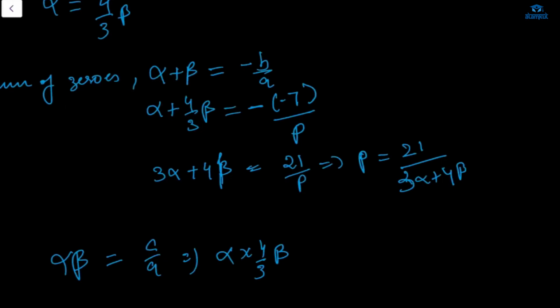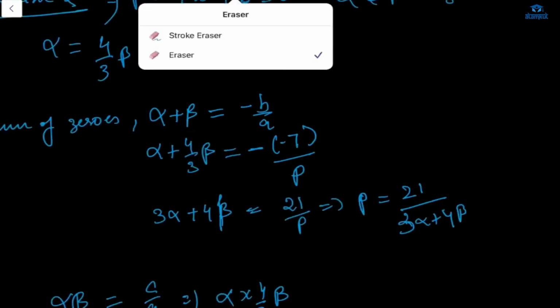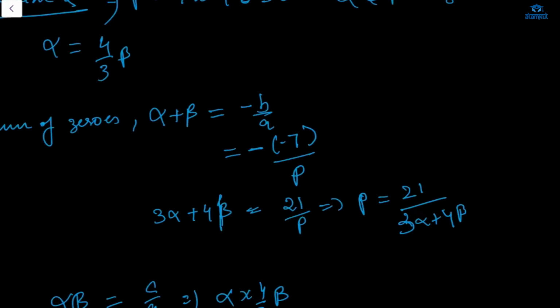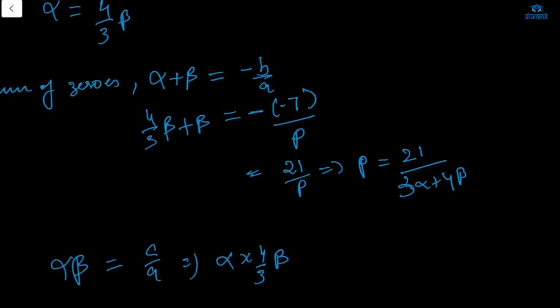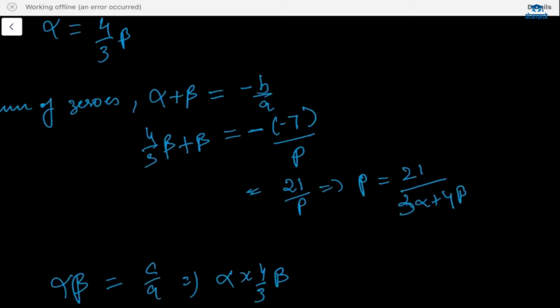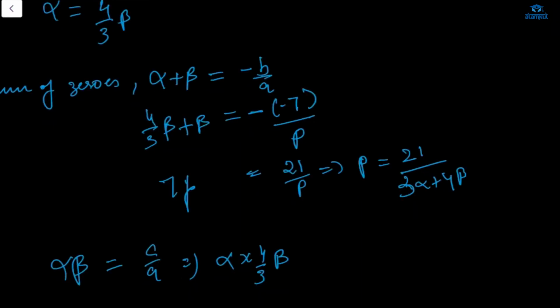Alpha value is given, 4 by 3 beta, so here you write 4 by 3 beta and here you write beta. When taking the LCM, it becomes 7 beta, and here when 3 comes, 7, so p will be equal to 7 beta. Here p is equal to 3 upon beta.